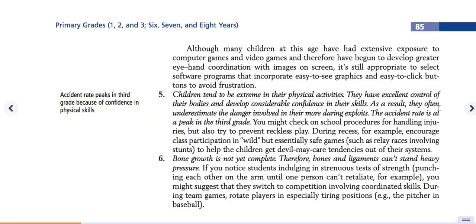Bone growth is not yet complete, therefore bones and ligaments can't stand heavy pressure. If you notice students indulging in strenuous tests of strength, punching each other on the arm until one person can't retaliate, for example, you might suggest that they switch to competition involving coordinated skills. During team games, rotate players in especially tiring positions, for example, the pitcher in baseball.